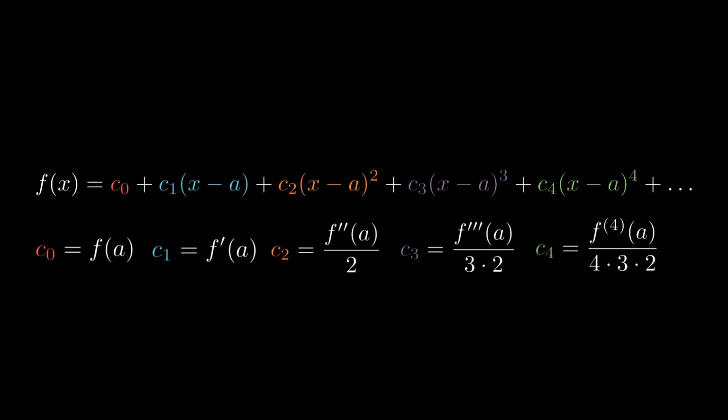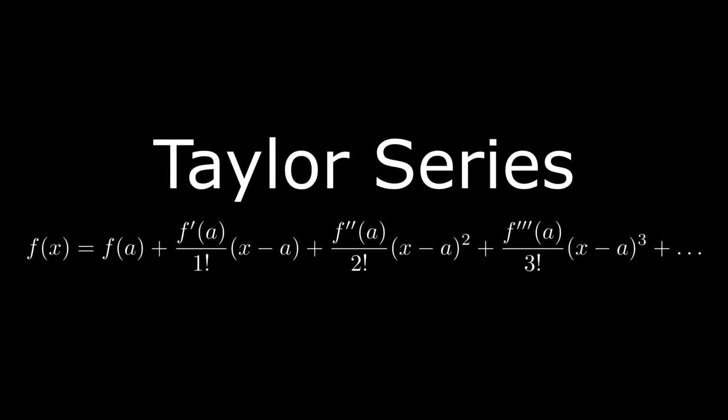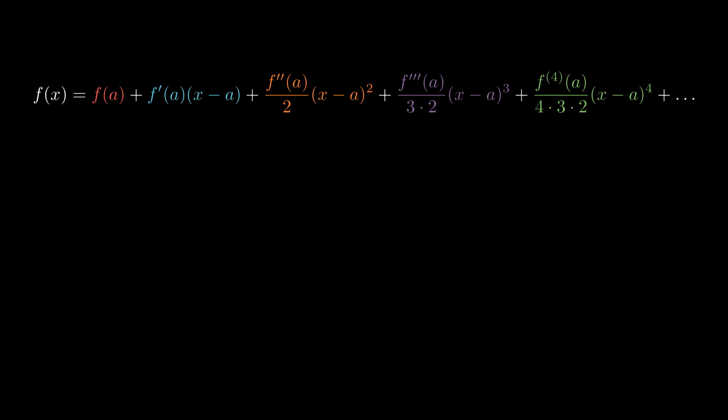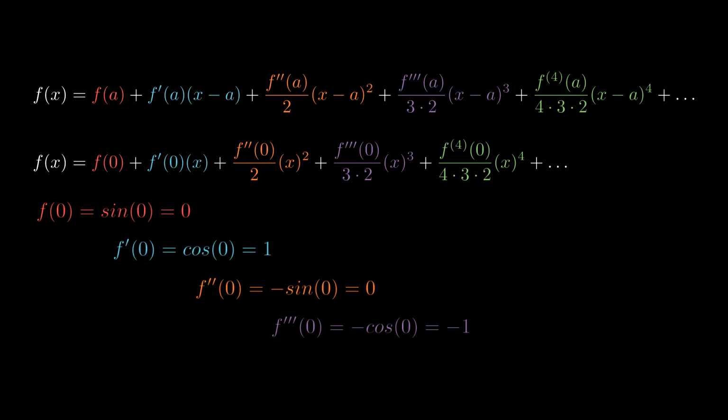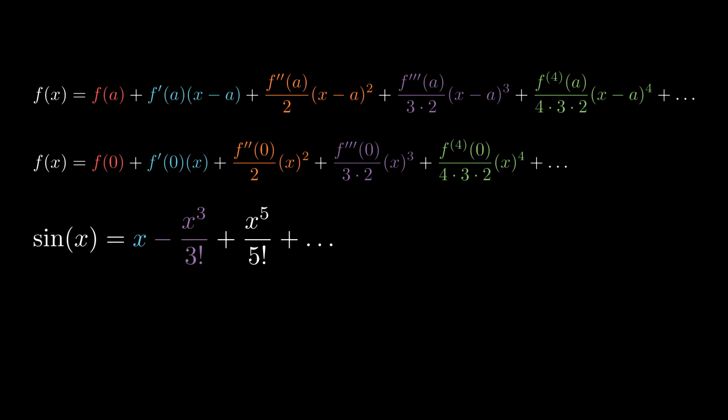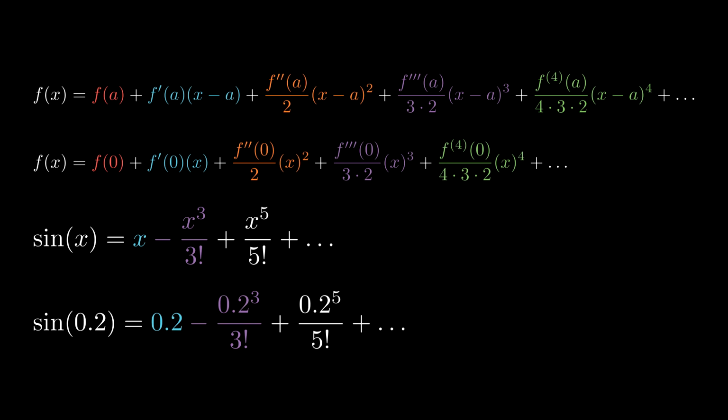And if we plug these values back into our original series, we are left with what is known as the Taylor series. For a function such as sine, deriving the Taylor series expansion can be relatively straightforward. For example, if we take the center, or a, as 0, we know that sine 0 is 0. The first derivative is cos x, and cos 0 is 1. The second derivative is minus sine x, and again sine 0 is 0, and so on. Once we simplify this out, we are left with the Taylor series for sine x. Now we are able to approximate the value of sine of 0.2 radians.